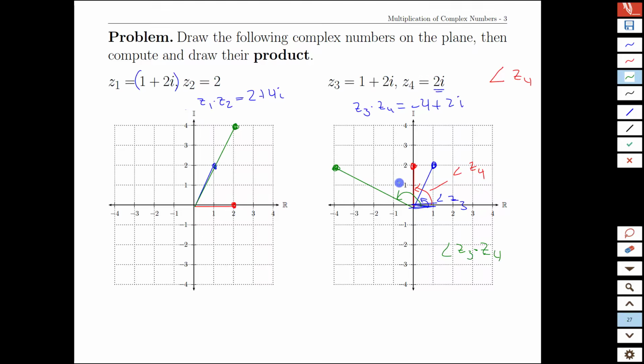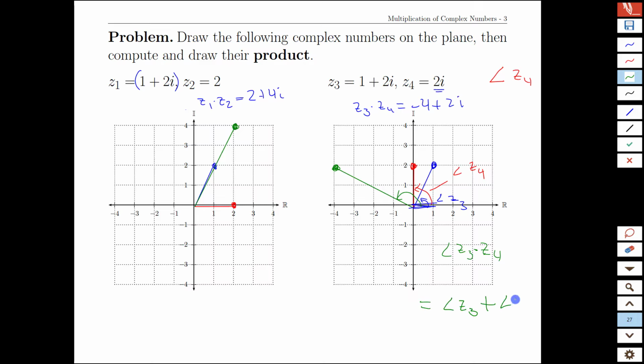Well, again, I'd want to verify this, but this looks like around 60 degrees. That was around 90. And when we multiplied, we ended up with 90 plus, oh, hello. That angle was equal to the angle of Z3 plus the angle of Z4.